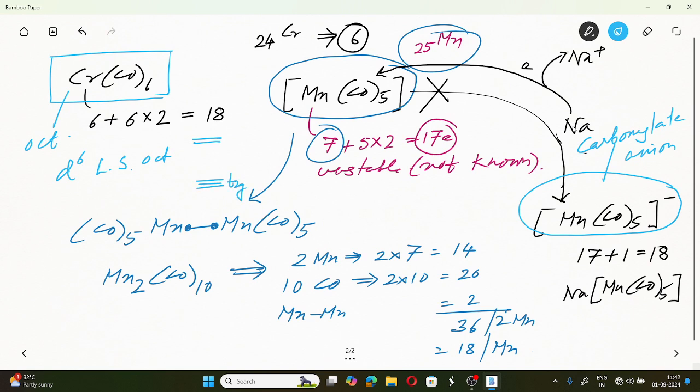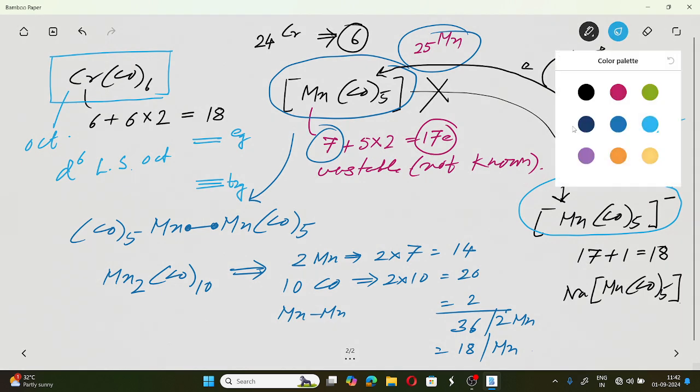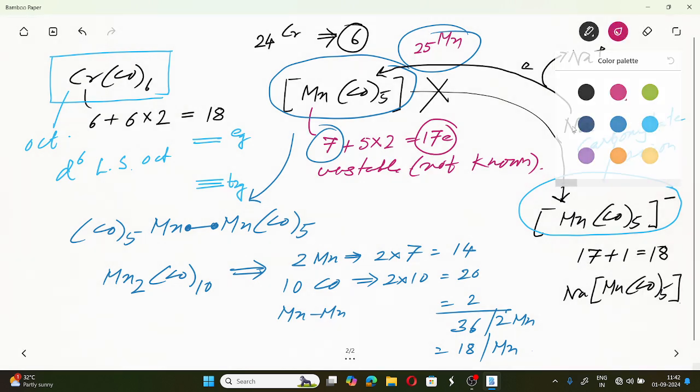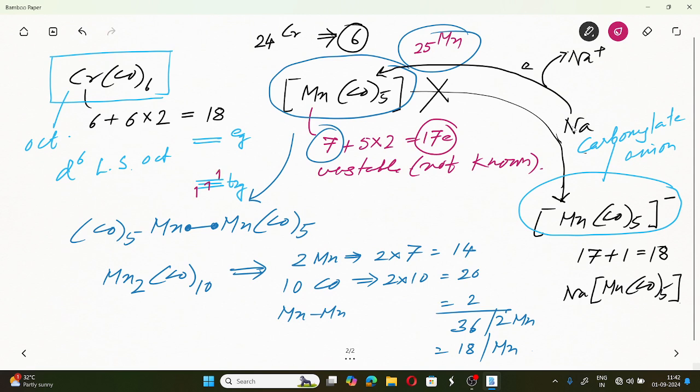t2g and eg, t2g eg. The electronic configuration will be like this. So there is no ground state degeneracy. So as per Jahn-Teller theorem, it will be perfectly octahedral.